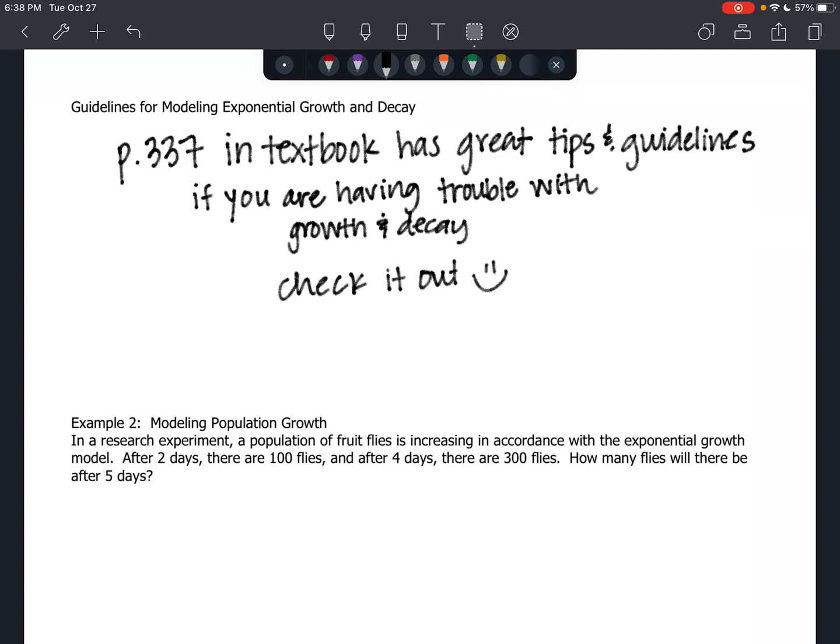If you're having trouble with growth and decay, you might want to check out page 337 in the textbook. It has some great tips and guidelines.